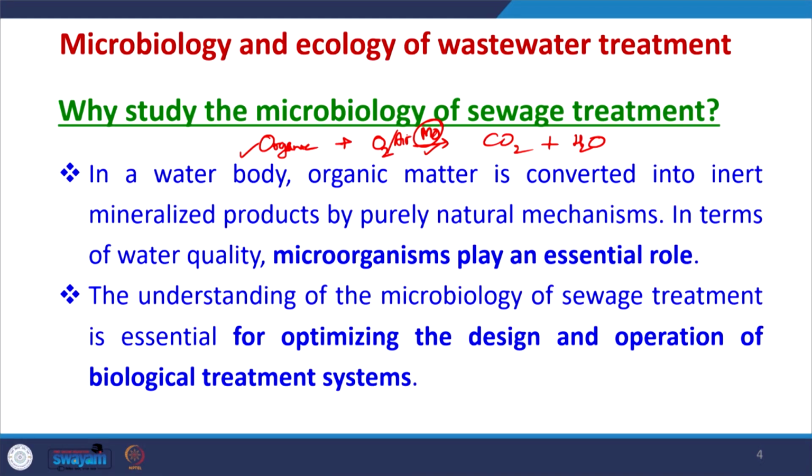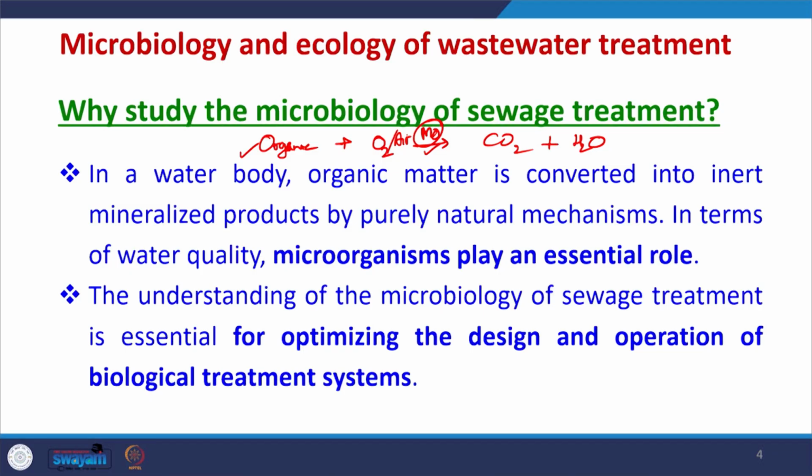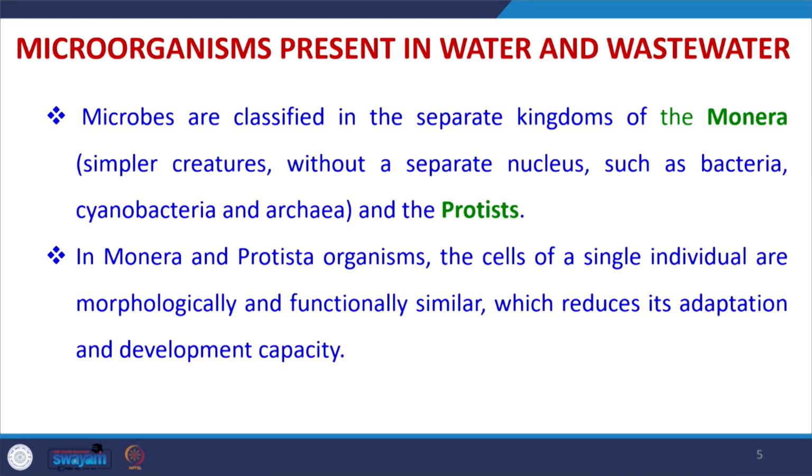The understanding of microbiology of sewage treatment or wastewater treatment is essential also for optimizing the design and operation of biological treatment systems, because if we can understand that, then only we can know what pH will be required. If the optimum pH is 6 and we are operating the plant at 4 pH or 9 pH, the system will not work. So, that means we will have to adjust the pH before taking the water into the system. That means we have to optimize the design and operation, so that the system works efficiently at those conditions. So, that is why microbiology is very important for understanding.